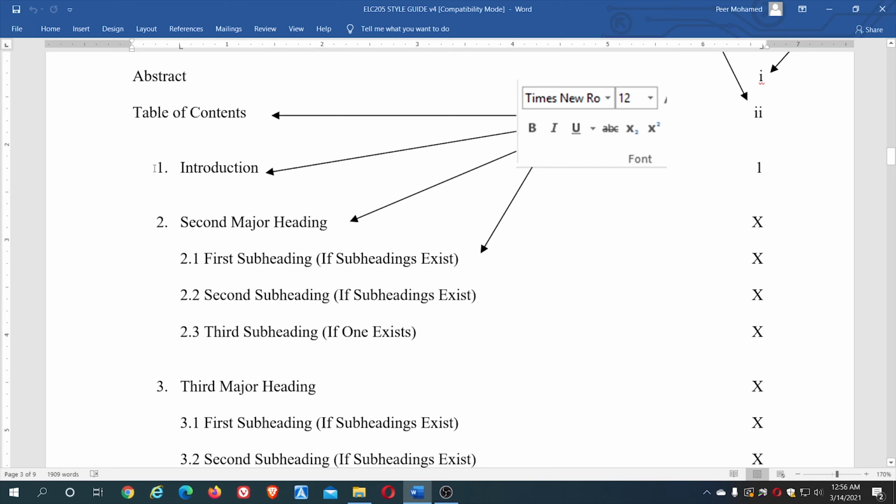The first chapter is introduction, and the second chapter, whatever your major heading will be, will come here. Then be careful with numbering. You are numbering here 2.1. So chapter 1 is introduction. Chapter 2 will be your second major heading. Whatever your topic, accordingly you will give your major heading here. The subheadings will be numbered 2.1, 2.2, 2.3, 2.4, 2.5 and so on.